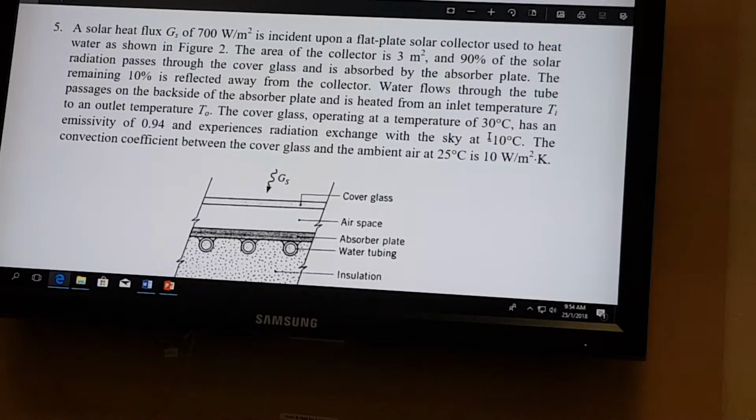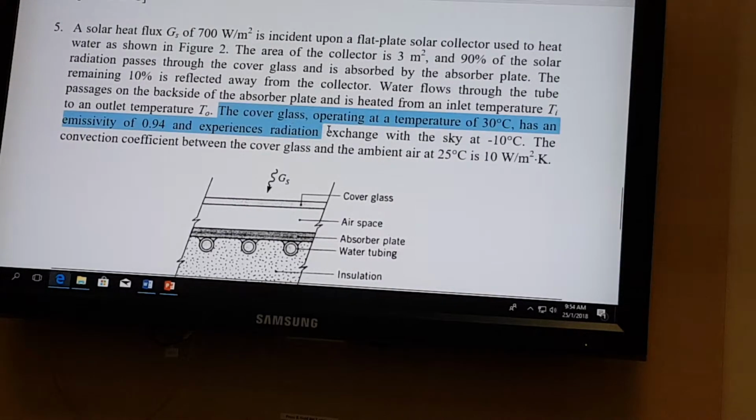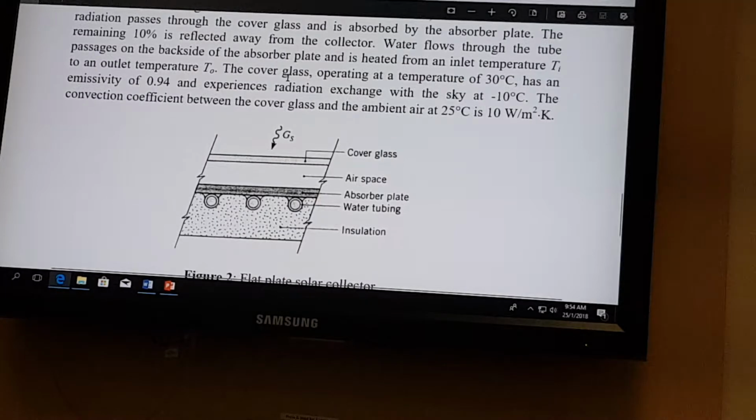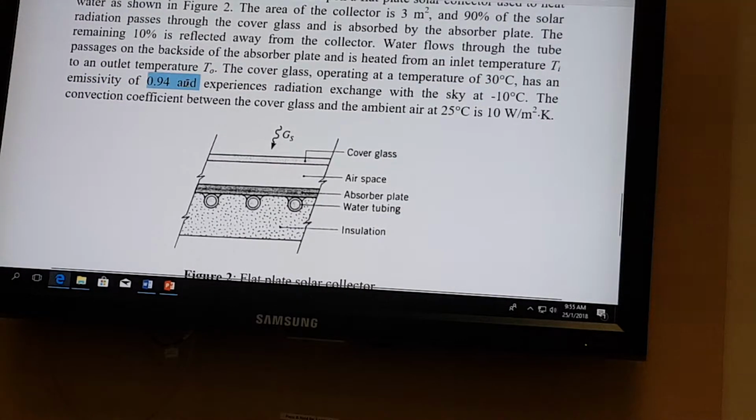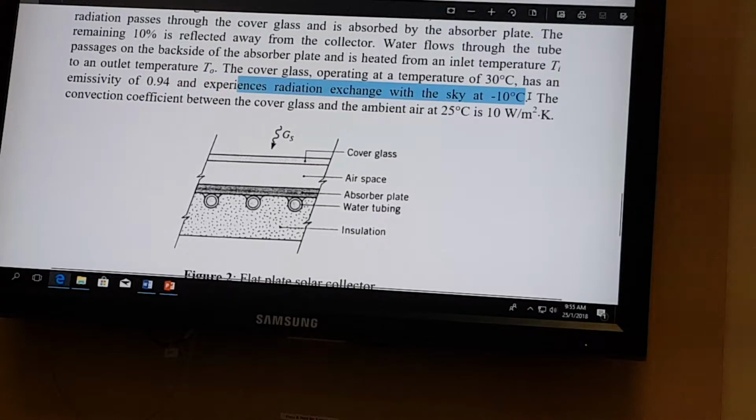I'm not sure about other countries, but in China there are a lot of these devices. You put them on the roof to heat up the pipe, then you get the water heated for the shower. Okay, the cup glass has some temperature given, humidity given, and the radiation from the sky given.